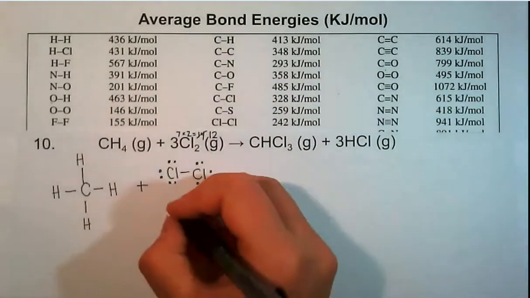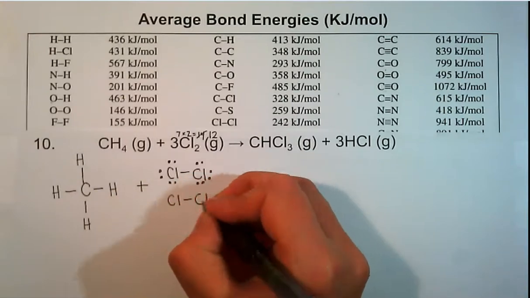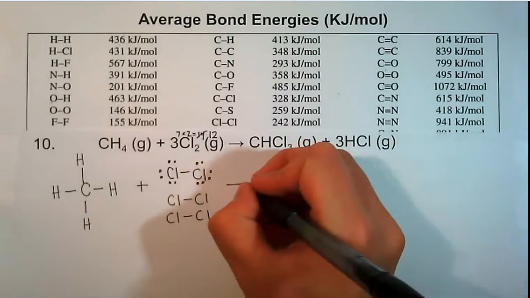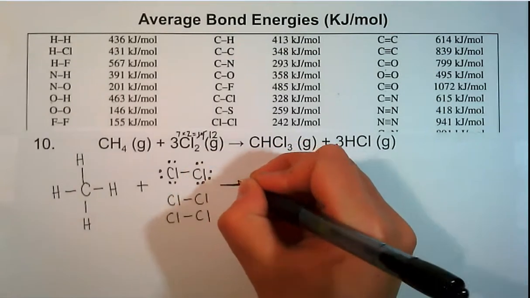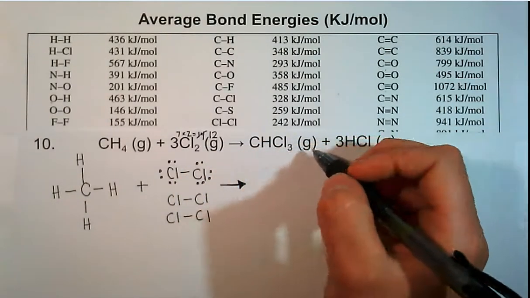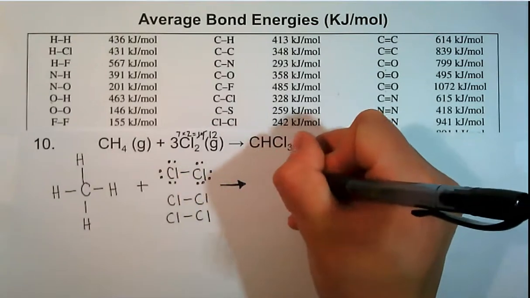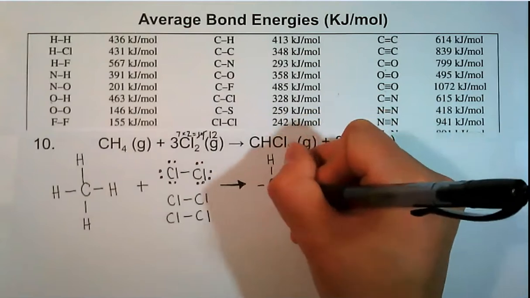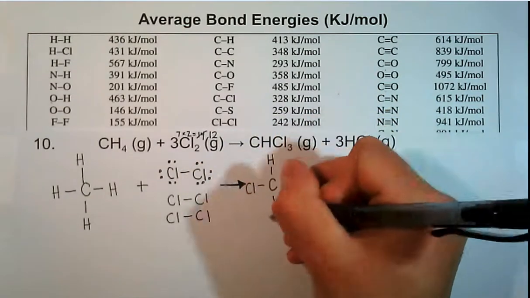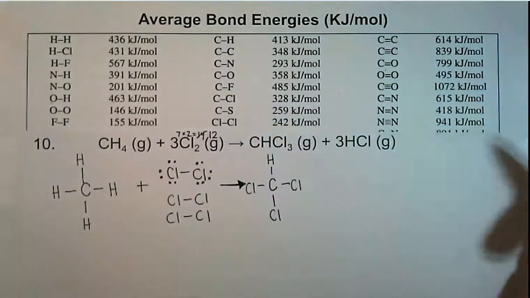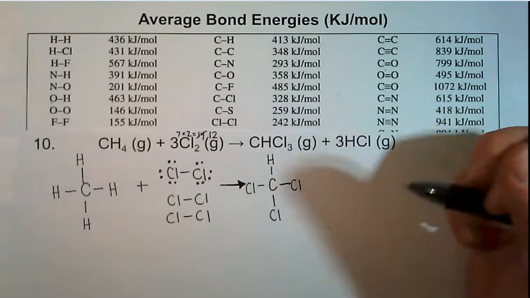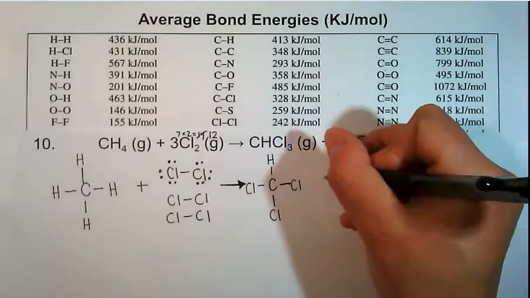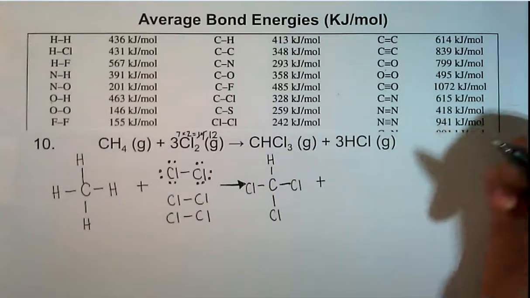Then I have 3 of this Lewis structure, so I'm going to draw this 2 more times. Then on my product side, draw my arrow here, I have CHCl3. It's telling me that the carbon's going to go in the middle, and then we're going to have a hydrogen and 3 chlorines bonded to it. Alright, then we only have one of those, so we're good. And then we have HCl. So there's really only one way this can be drawn.